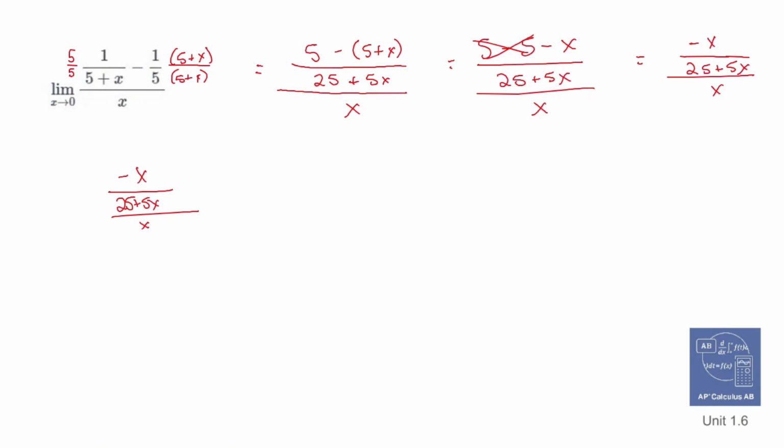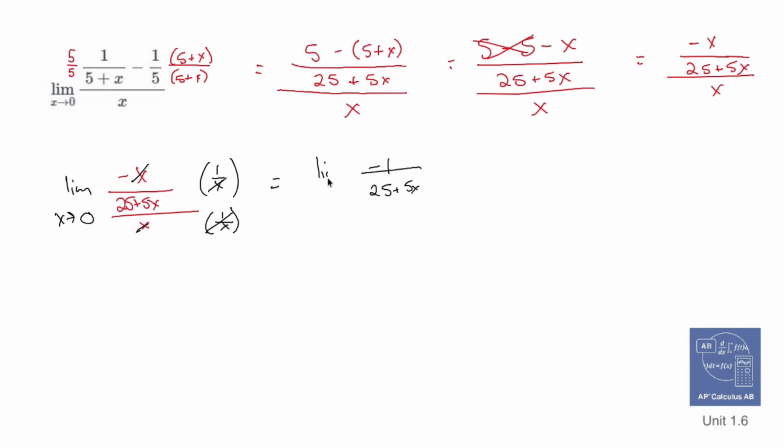Now I still have the x on the bottom, so if I were to go back here and do this thing, we still have an issue because if I plug in 0 on the bottom, it's undefined. So why don't I multiply the top and the bottom by 1 over x? Okay, that'll cancel out. And when you look at that, that'll also cancel out. So now we're left with negative 1 over 25 plus 5x.